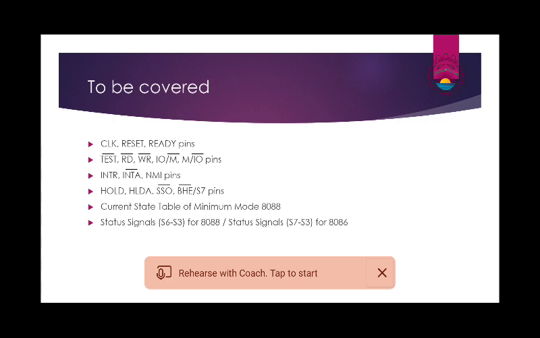Then status signals for the 8088 microprocessor will be discussed. There are 4 status signals S3, S4, S5 and S6. In case of 8086, there are 5 status signals S3, S4, S5, S6 and S7. So these status signals will be discussed in this lecture.